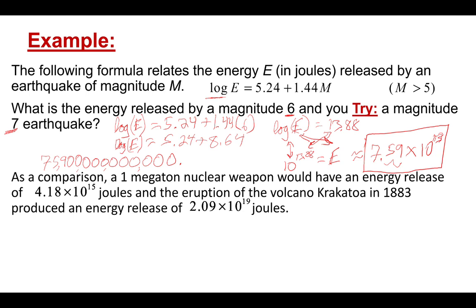And the eruption of the volcano Krakatoa in 1883 produced an energy release of 2.09 times 10 to the 19th power joules. So much, much bigger. So this up here is a scale magnitude bigger than ours over here. And this is so ridiculously more, it's not even something we want to think about. That's the energy release.